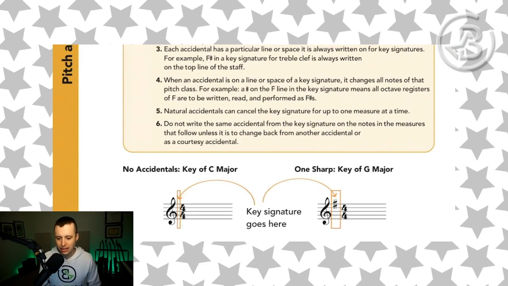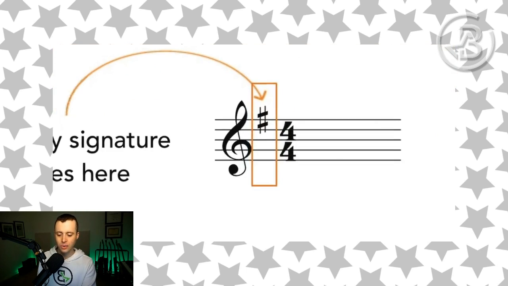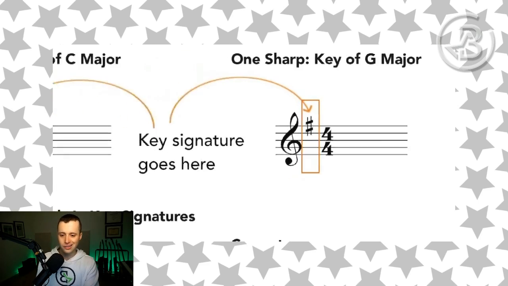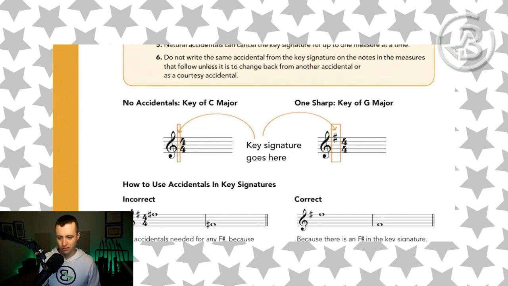Rule number three, each accidental has a particular line or space it is always written on for key signatures. For example, the F sharp in the key signature for the treble clef is always written on line 5. So anytime we have a key signature with an F sharp in it, the sharp accidental is always going to go on line 5. It would never go on space 1, even though there is an F note that goes in space 1. The sharp accidental is always going to go on line number 5.